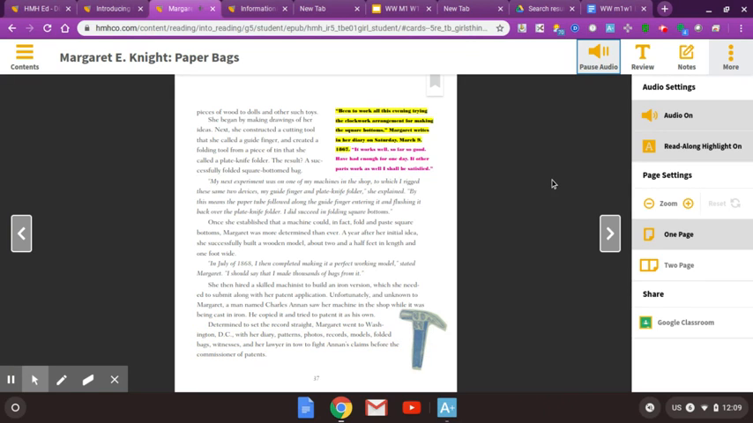Been to work all this evening trying the clockwork arrangement for making the square bottoms, Margaret writes in her diary on Saturday, March 9th, 1867. It works well, so far so good. Have had enough for one day. If other parts work as well, I shall be satisfied.